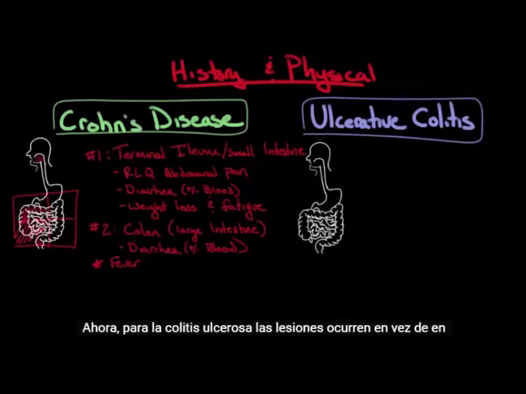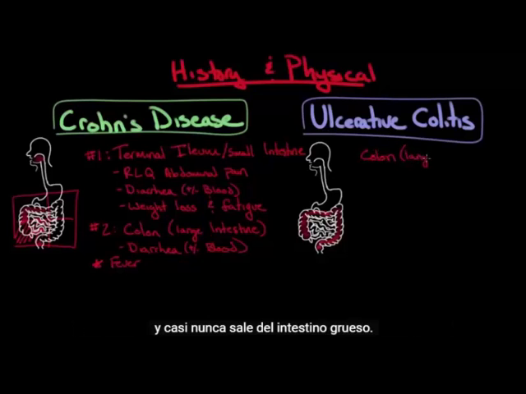Now, for ulcerative colitis, the lesions occur, instead of in this discontinuous skip manner of Crohn's disease, in a continuous manner. And it typically begins in the rectum and then just moves backwards through the large intestine and almost never leaves the large intestine.